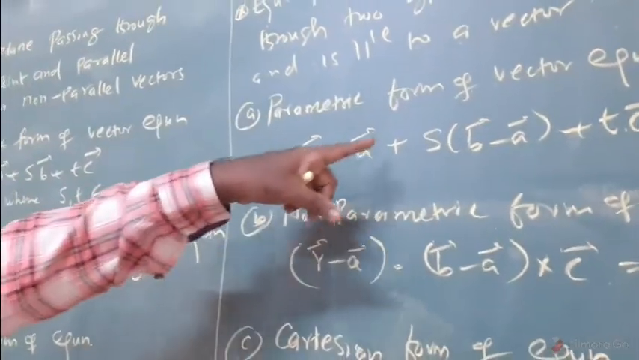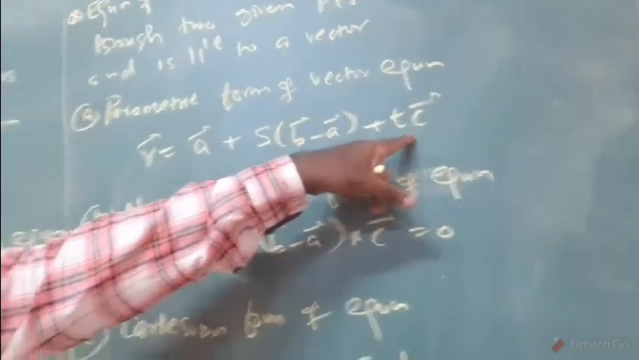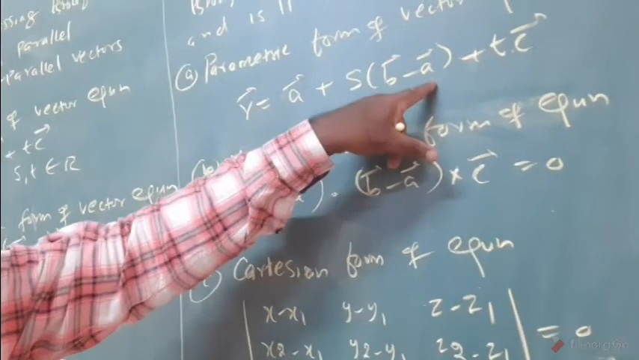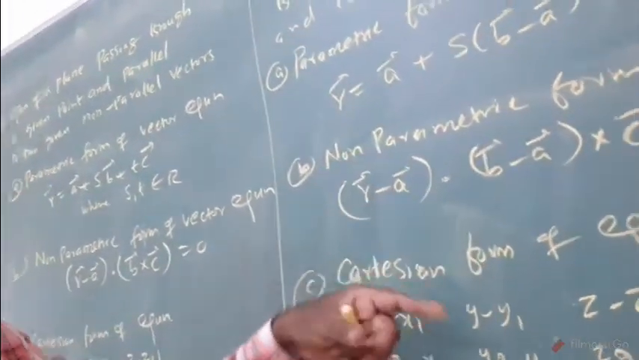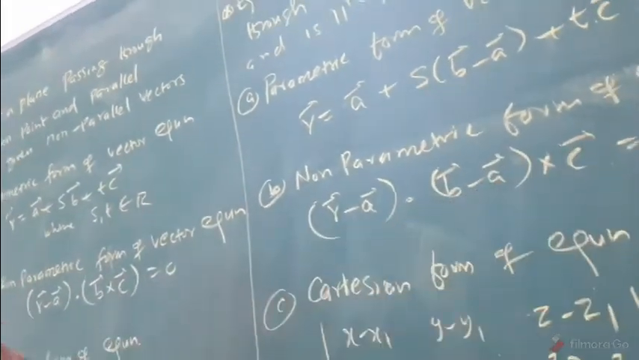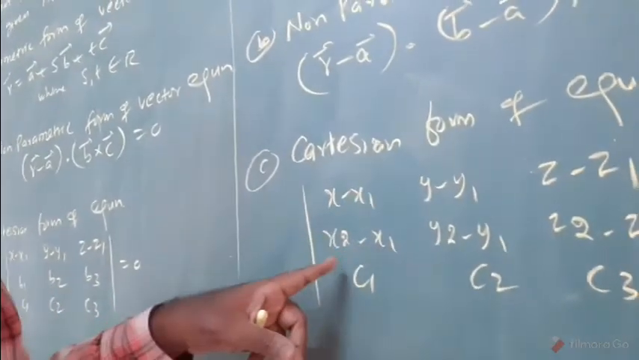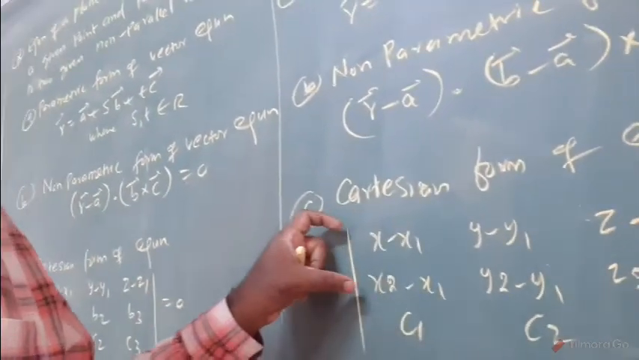Next is what? 2 points, 1 vector. What are the 2 points? The 2 points are A and B, no? C is the parallel vector. Am I correct? Now the parametric form is A vector plus S times (B minus A) plus T times C. This is the formula. The non-parametric formula is (R minus A) dot ((B minus A) cross C), in this way. Now for 2 points, x minus x1, x2 minus x1. C is the only parallel vector, that is c1, c2, c3. Simply, 2 points are involved.